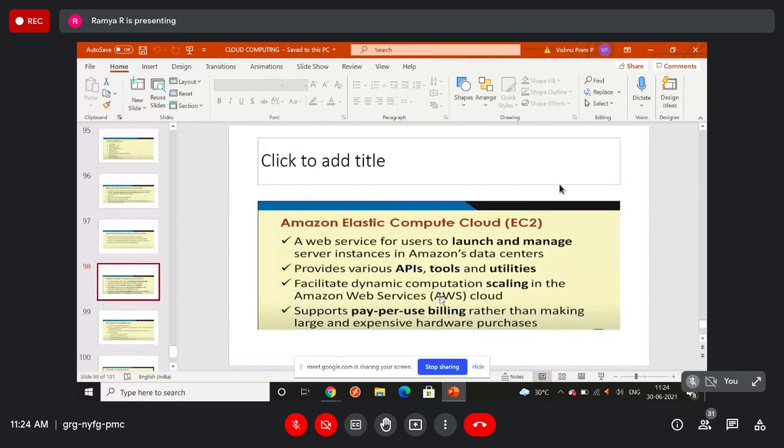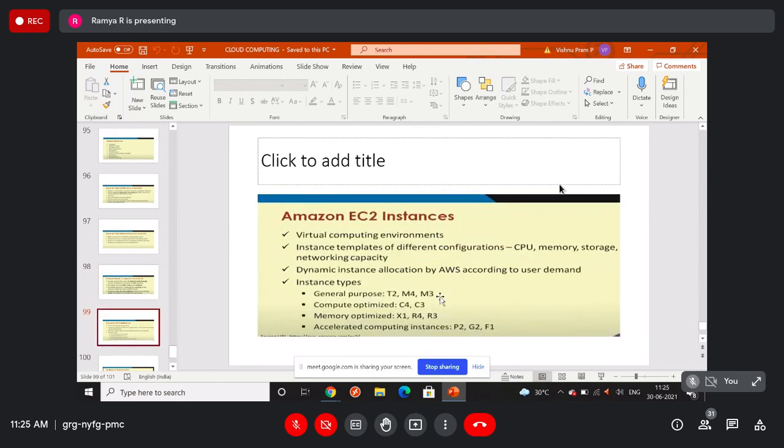Next, we are talking about another cloud, that is Amazon's Elastic Compute Cloud, EC2. It is a web service for users to launch and manage server instances in Amazon's data centers, and it provides various APIs, tools and utilities. It is pay-per-use billing: how much you are using, for that you have to pay.